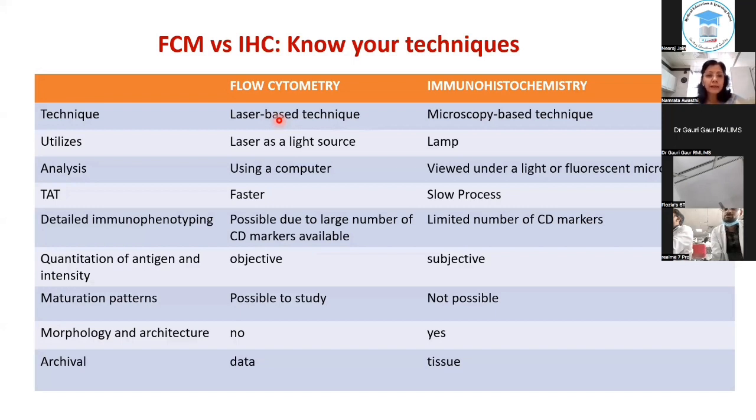Now, quantitation of antigen and its intensity is possible objectively by flow cytometry, whereas in IHC it is subjective. If you wish to see the maturation patterns, it is possible by flow cytometry, but not by IHC. Whereas, if you want to see the morphology and architecture, it is only possible by IHC and not by flow cytometry. And the data can be archived in flow and tissue can be archived in IHC. Therefore, if you want to do further testing, further assays, you can do it on the paraffin embedded tissue, whereas in flow cytometry, it is limited.